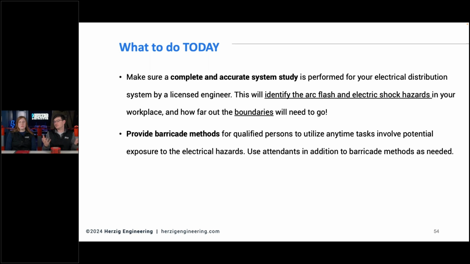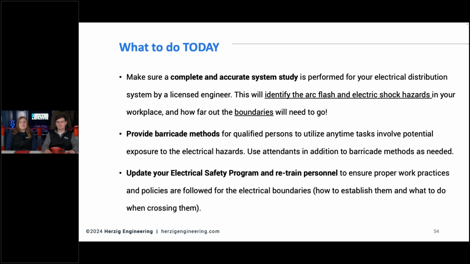It's as simple as that until you can purchase giant cones like we have here, the A-frame protectors, barriers that we see in the training slides. Right. Or both if you need both. Yeah. And certainly update your safety program and retrain personnel if any of this is prompting you to change how you think about the use of boundaries, right?